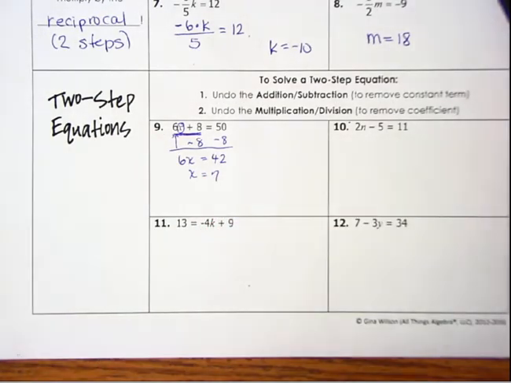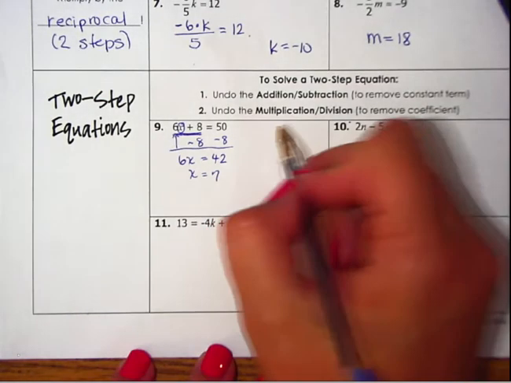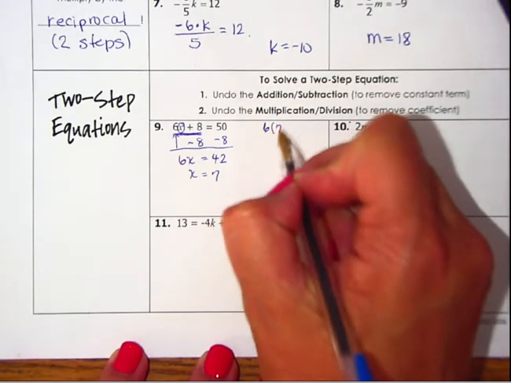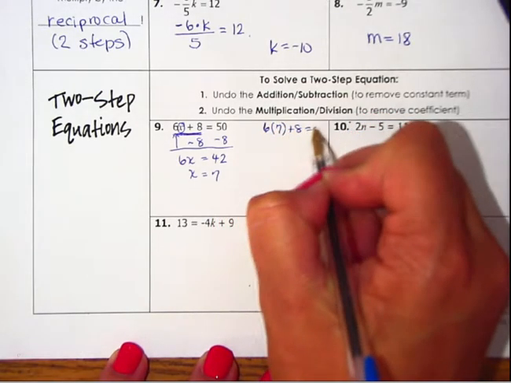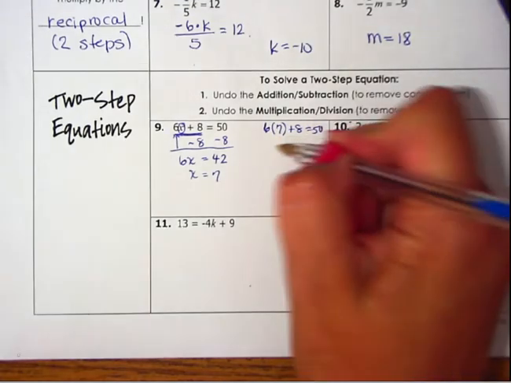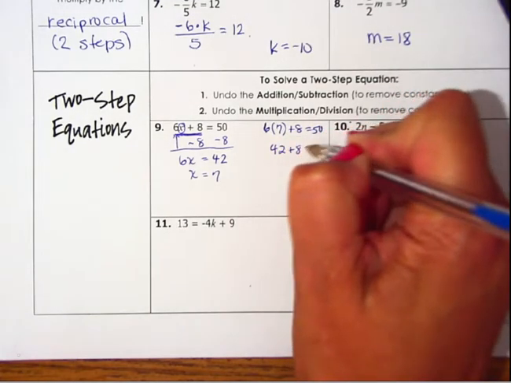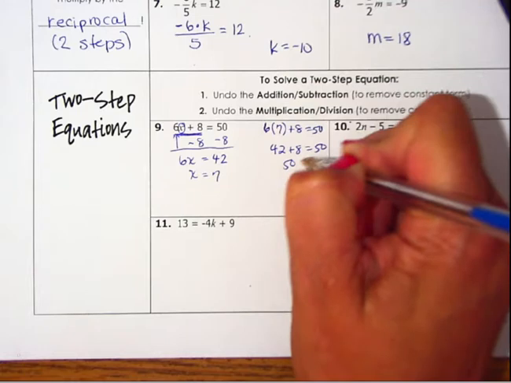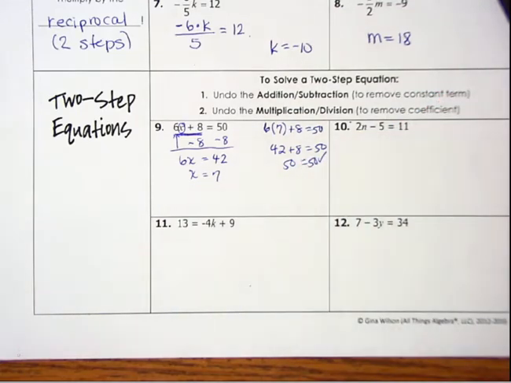Now, it's just as important, if not more important, to check your answers even when you have more steps. So in this case, I'm just going to plug in the 7 because that's what I think my answer is. And then I'll go through and multiply. 6 times 7 is going to be 42. And then 42 plus 8 is going to give me the 50, and so it checks.